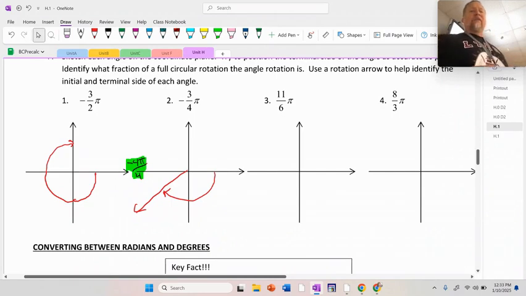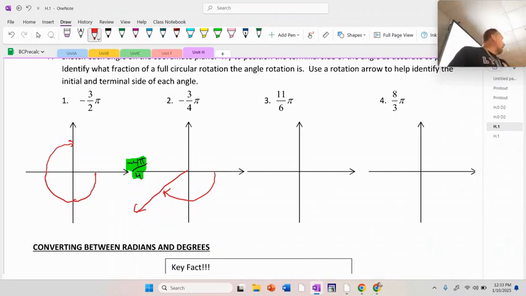Where's 11 pi over 6? Come on, look at your chart. What quadrant? If you don't answer this, I'm going to throw a podium at you. You ready, new girl? All right, so where's 11 pi over 6? 3, 2, 1, go. 4. Good. That's how it works in this class.